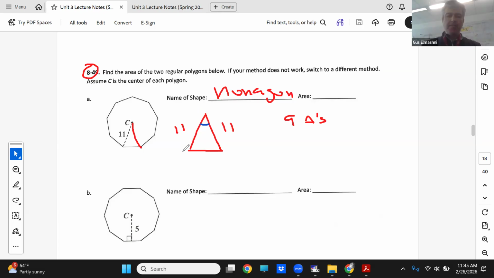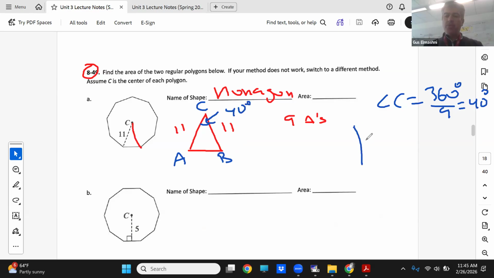I'll label it ABC. So angle C is 360 divided by 9, which is, of course, 40 degrees. Okay, so that's 40 degrees now. Now what I'm going to do is chop up the triangle in half. This is still 11. That's a right angle. So I'm drawing an altitude, right? If I'm doing that, what's this top angle now?